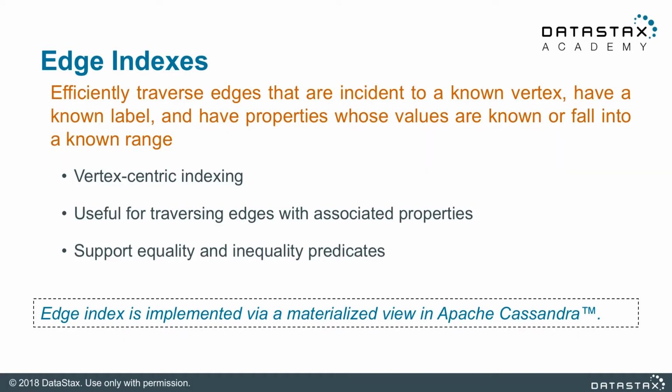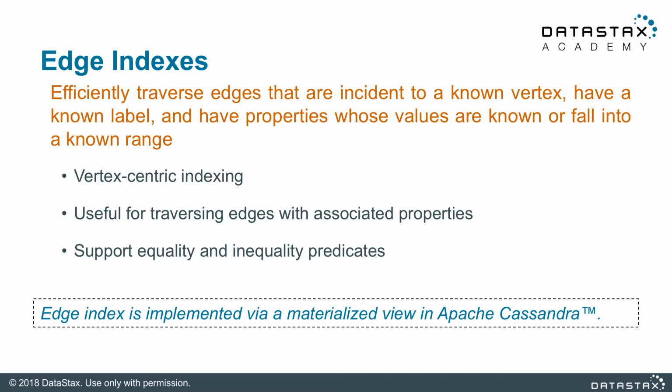Now let's talk about our final type of index, an edge index, which is another form of vertex-centric index. Again, unlike vertex indexes, which are global indexes, edge indexes will be beneficial along the traversal route. Edge indexes are going to be useful when traversing through a specific vertex with a large number of incident edges.